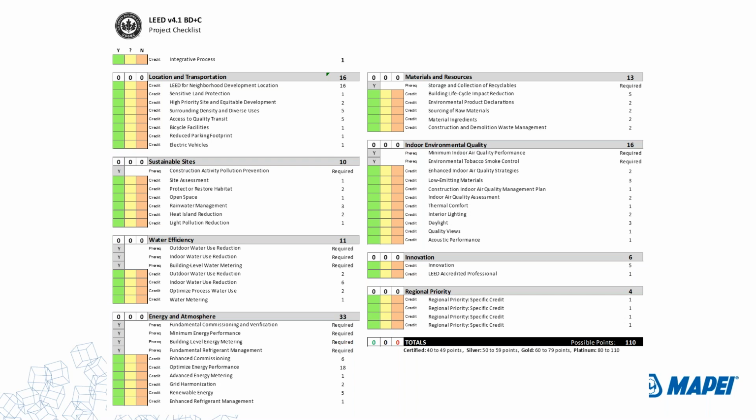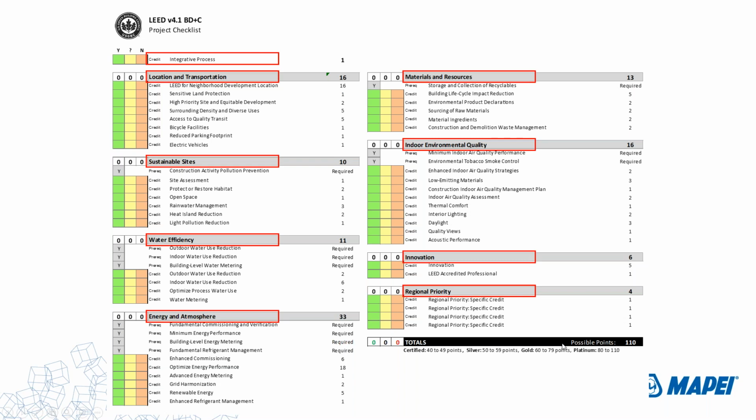This is also a further breakdown of the credit categories that I just talked about. So here are the credit categories that we just discussed. And within each of these credit categories, there are specific prerequisites projects must satisfy and a variety of credits that are not highlighted that you can pursue to earn points. The prerequisites include a minimum threshold the project team has to achieve.